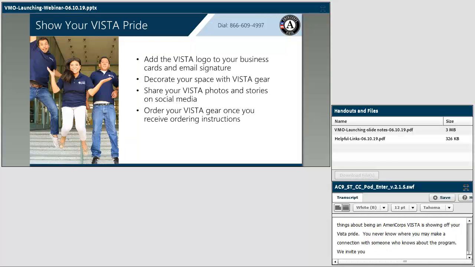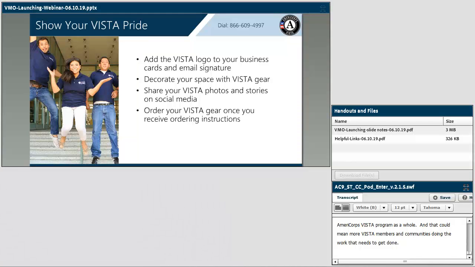So we invite you and ask that you put the AmeriCorps VISTA logo on your business card, use it in your email signature, and make sure it's on your organization's website and in their brochures. The more visible you are as a VISTA member, the more support you get for your project and for the AmeriCorps VISTA program as a whole. And that could mean more VISTA members and communities doing the work that needs to get done.